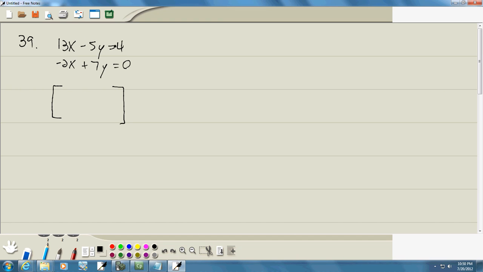Get all the x's and y's on one side, numbers on the other side, drop your x's, y's, and equals, and keep the numbers in their signs. So we got 13, negative 5, 4, negative 2, 7, and 0. And let's put this in our calculator.